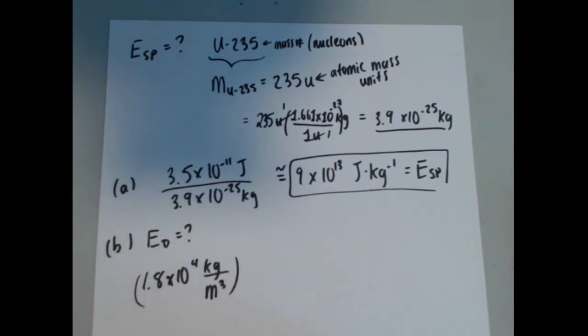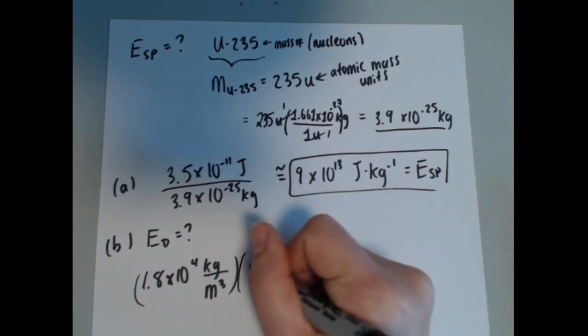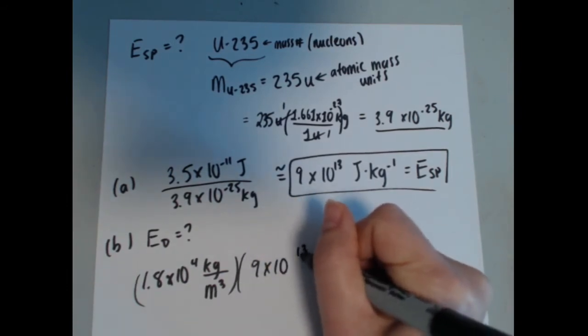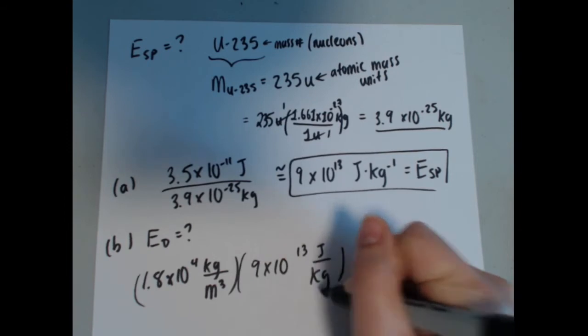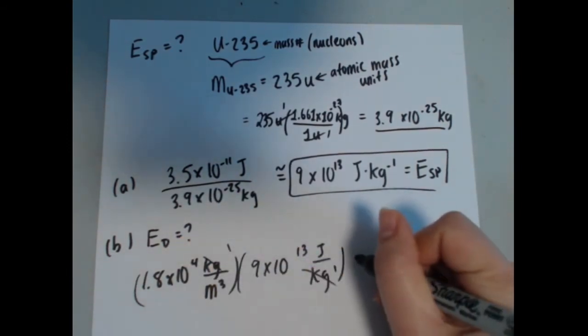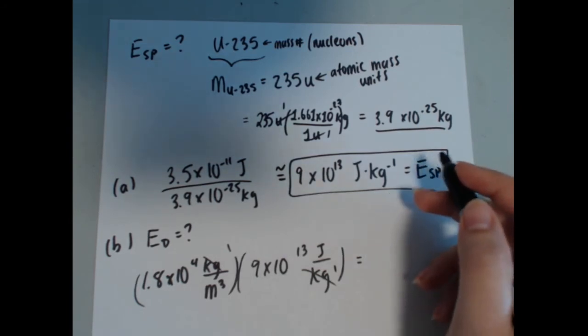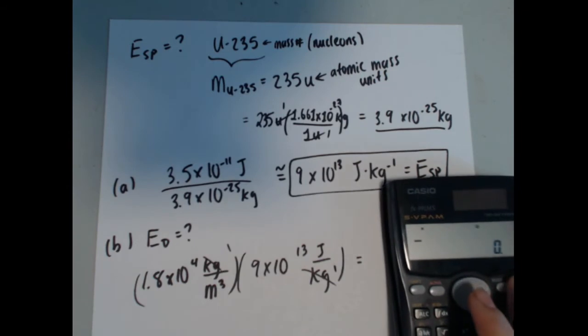Okay, so how does that help me? Well, I know that I need joules per cubic meter, right? And here I have joules per kilogram. So if I multiply these two values together, so 9 times 10 to the 13 joules per kilogram, well, guess what? My kilograms are going to cancel, and I'm going to be left with joules per cubic meter. And again, that's for one atom of uranium-235. So that's exactly what you want.